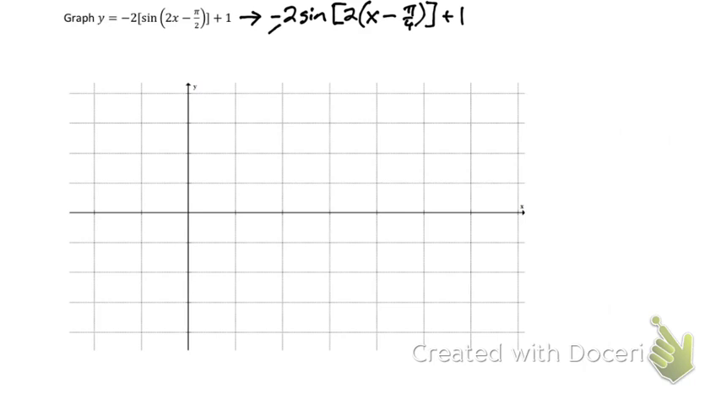So that means we have a negative 2 out front, which is going to affect our amplitude, and it's going to flip the function. The next 2 affects the period. So the period is actually going to equal 2 pi over that 2. So it's just going to be pi just like the other one. It is going to go right, and it's going to go up.